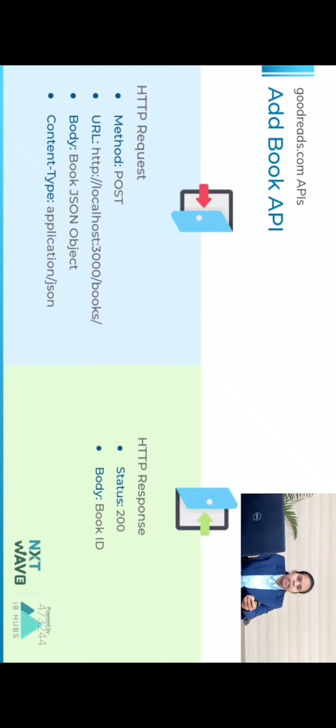For this, the HTTP response would be the book ID, the ID of the book that has been created, right? Once we send the data of the book that we want to add, it will get added in the database and an ID will be generated for that book. We want to send that ID as the response. Okay, so this is regarding the add book API. Clear? Now let's start implementing this.